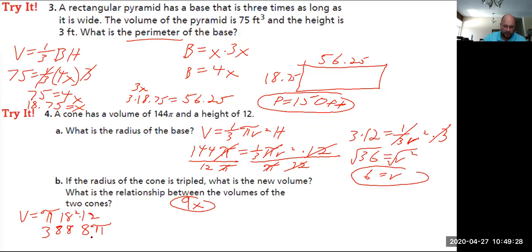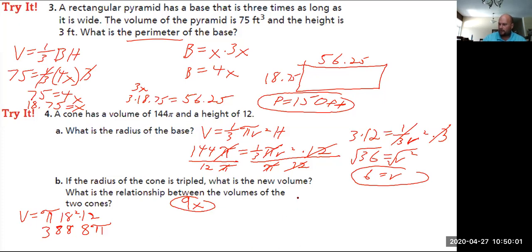So take the 144, divide by that 144. You got 27. 18 squared. Did I multiply that right? I tripled it. Oh, yeah, here. I didn't go far enough.